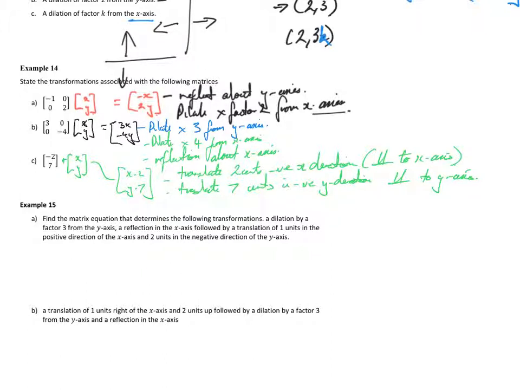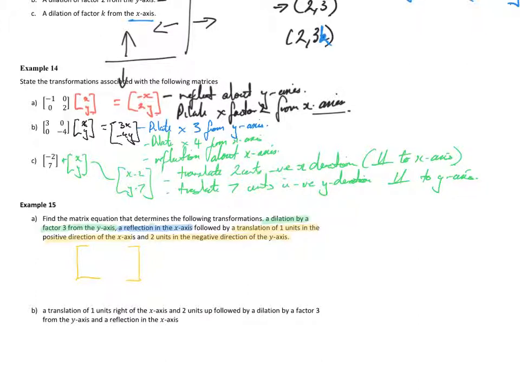So what's the next one there? What are the key terms? Find the matrix equation that determines the following transformation: a dilation by a factor of 3 from the y-axis, a reflection in the x-axis, followed by a translation of 1 unit in the positive direction of the x-axis and 2 units in the negative direction of the y-axis. So let's start with our matrix.